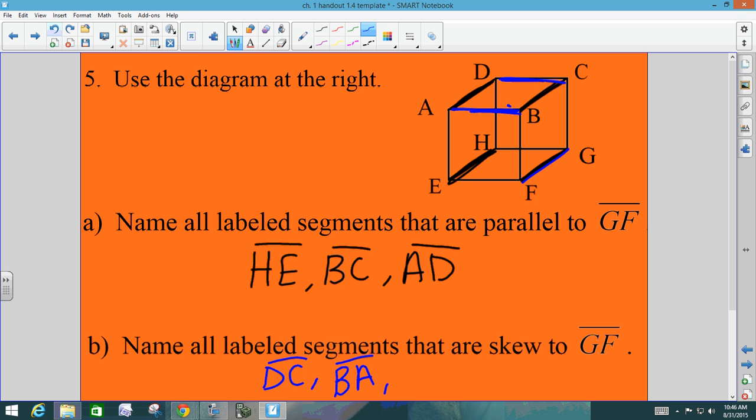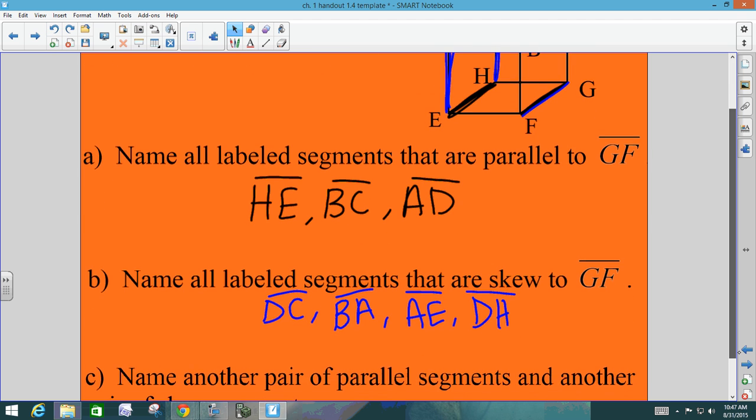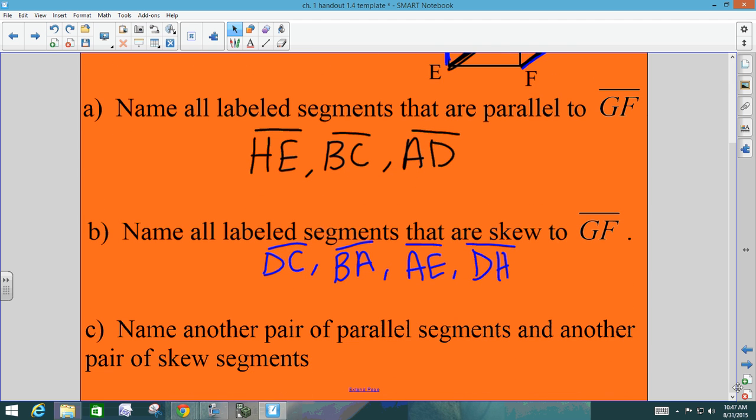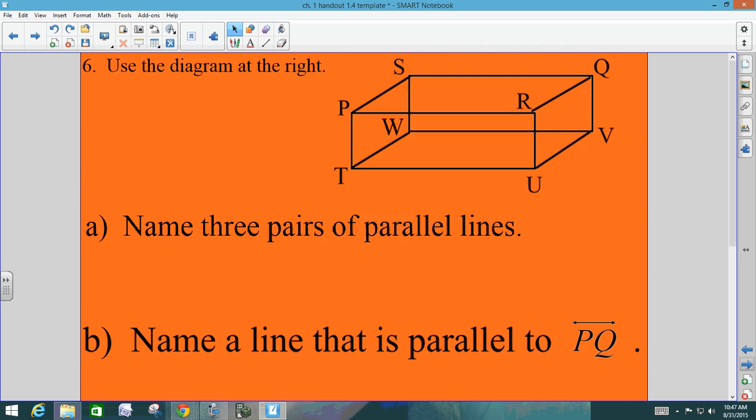Rashid, you have a different skew line? AE, good. Jack? And DH, good. There are your 4 skew ones. Part C, I'm going to trust that you found a pair of parallel segments and a pair of skew segments there.